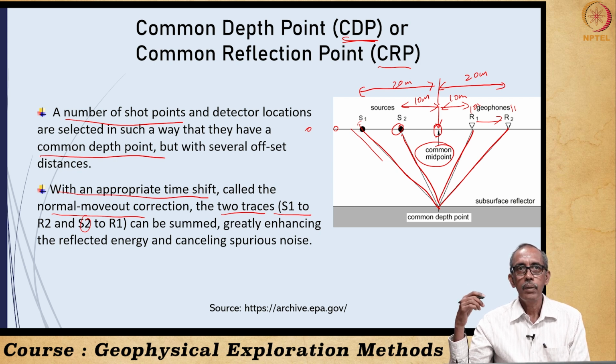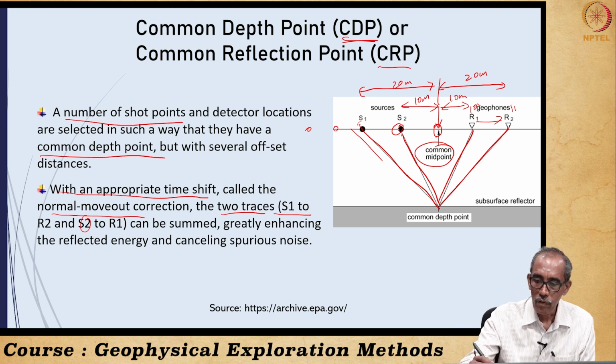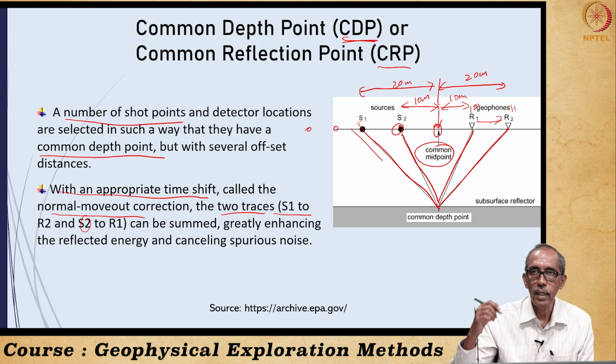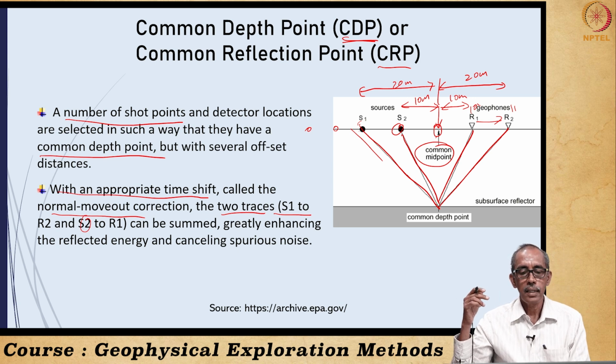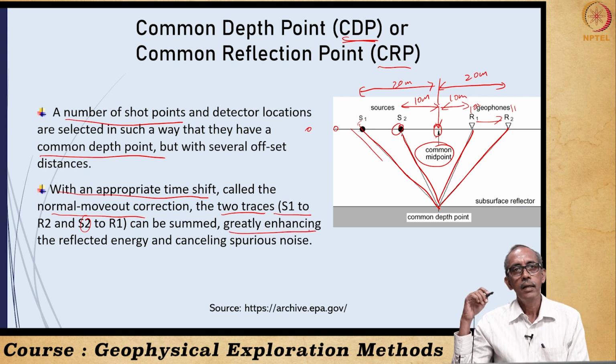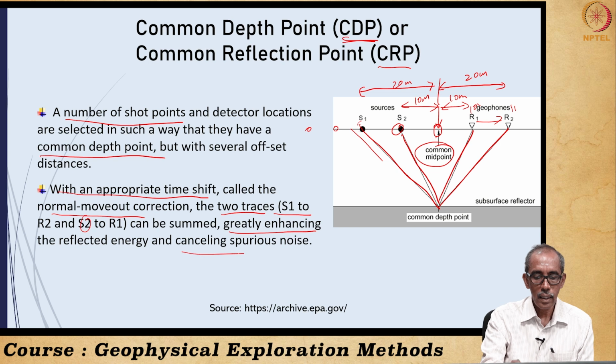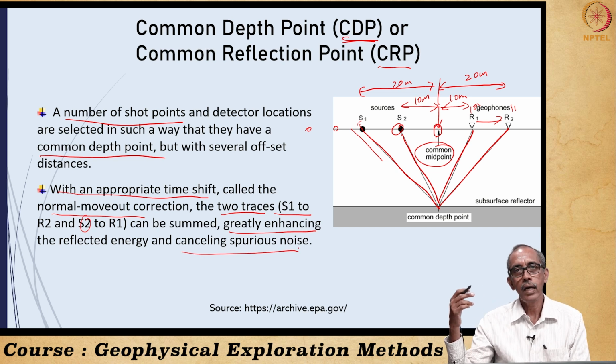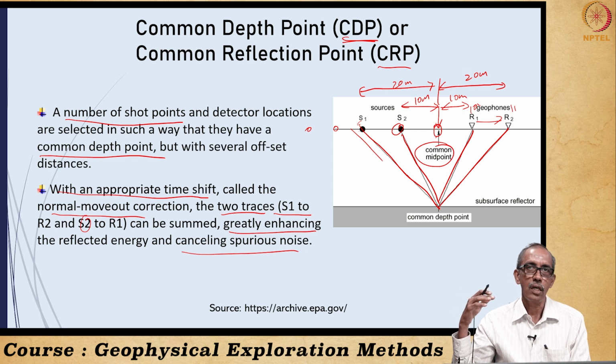So we will be able to carry out a simple correction. That means from here to here and from here to here, we can correct this data in such a way that it helps us in enhancing the reflected energy by cancelling the other noise. We will be able to arrive at the arrival times on our own. Using this, we can check whether we are receiving any noise or not. That is the advantage of common depth point sounding.